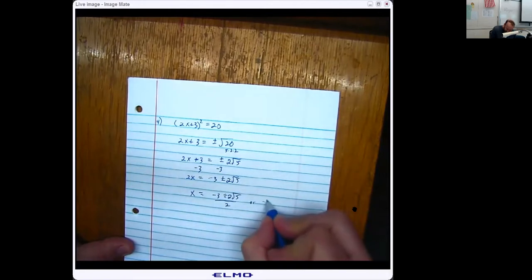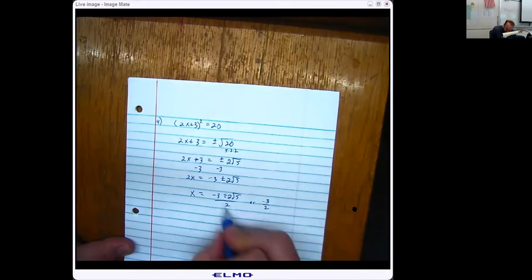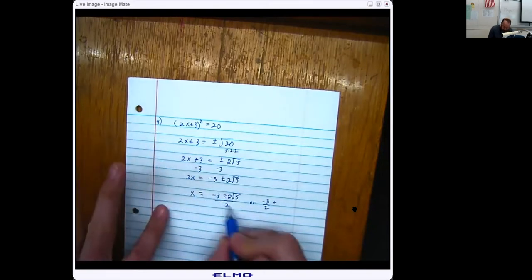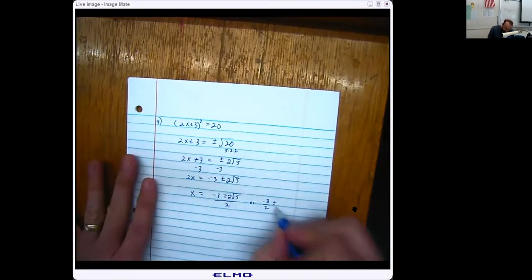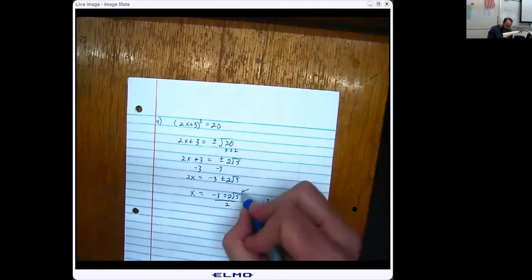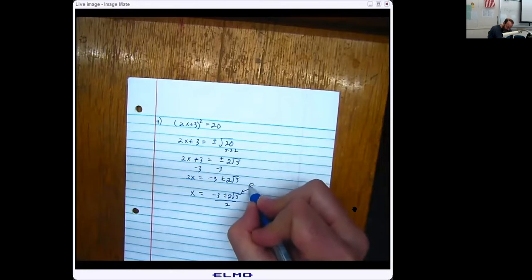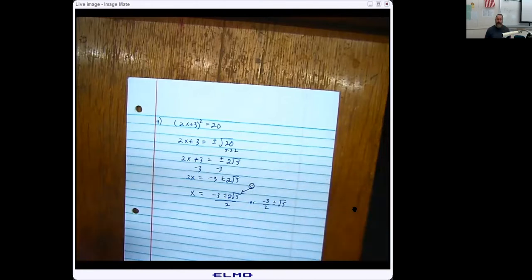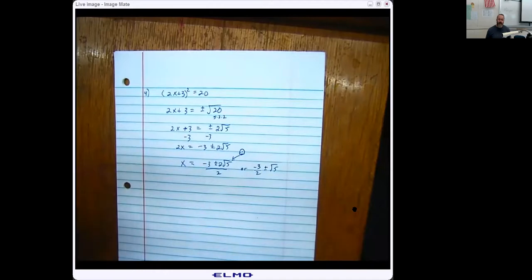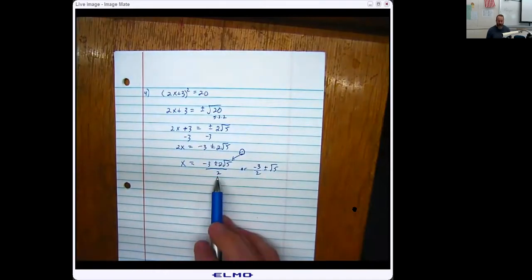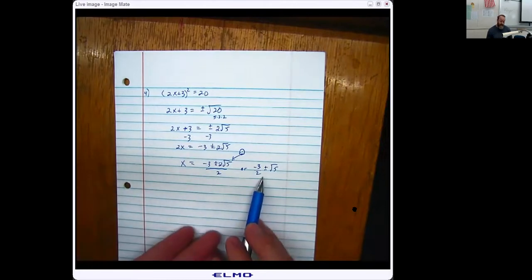Some people will write it over here as -3/2 plus, notice 2 roots of 5 divided by 2. Notice this 2 divides into both of them, plus or minus the square root of 5. I actually personally really like this version right here because coming up very soon, Mr. Wheeler and I are going to teach you guys this special thing called the quadratic formula. And there's a reason that a solution that looks like this is going to pop out of there.